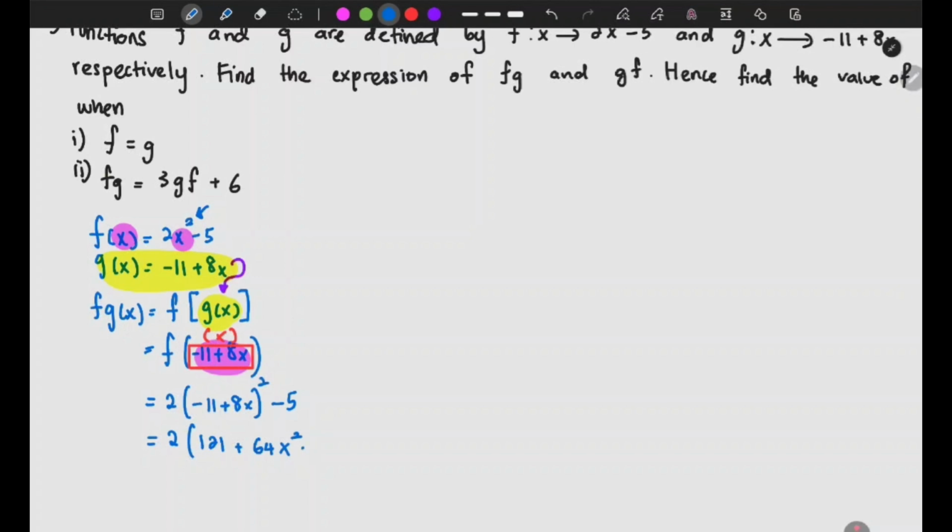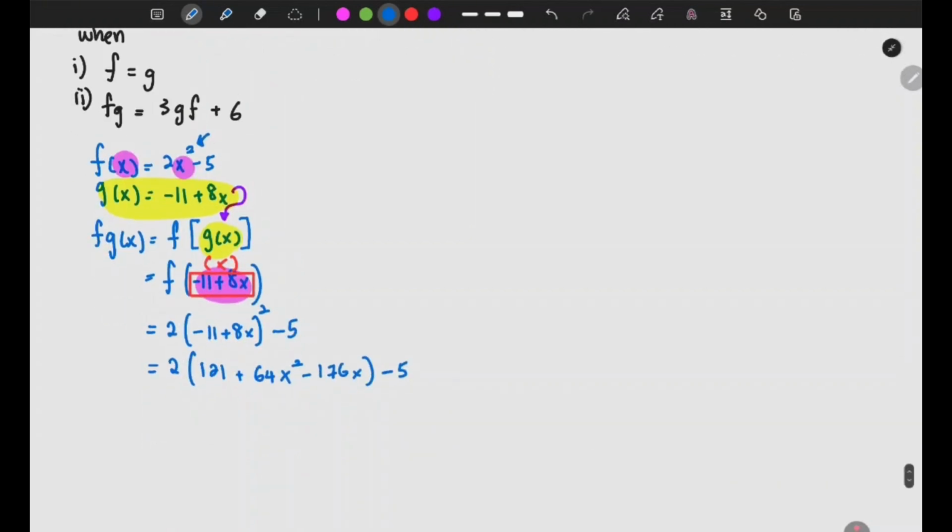And then 2 times 64 is 128x squared. So that's negative 176. You just have to press the calculator. Don't have to use brain, it's wasting time. You have a calculator, so just key it in and you get the answer. And don't forget minus 5. So 128x squared minus 352x, and 242 minus 5, you get 237. And then I find our fg(x).